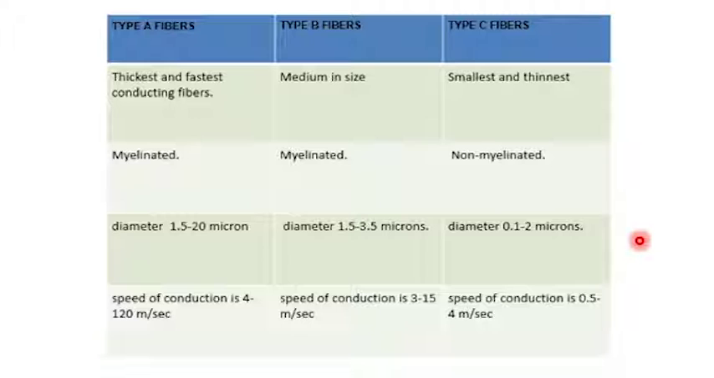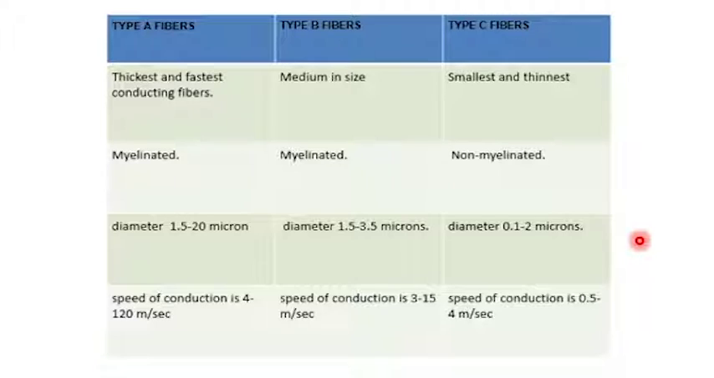Now, there are three broad classes of nerve fibers. The largest are the type A fibers; they're the thickest and also conduct the fastest. They are surrounded by myelin, and the speed of conduction goes from 4 to 120 meters per second. We'll look at the various subgroups in the next slide.